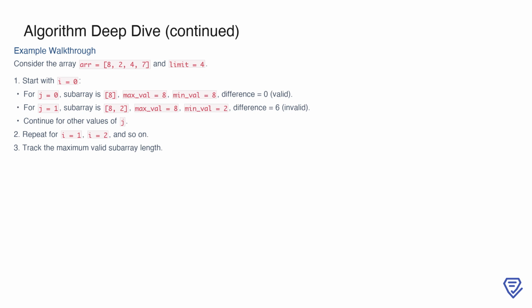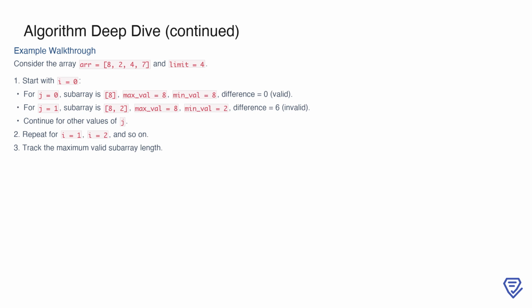Starting with the first index, i equals 0, we look at subarrays ending at different indices. For j equals 0, the subarray is 8, where the maximum and minimum values are both 8, resulting in a difference of 0, which is valid. For j equals 1, the subarray becomes 8, 2, where the maximum is 8 and the minimum is 2, giving a difference of 6, which exceeds the limit and is invalid.